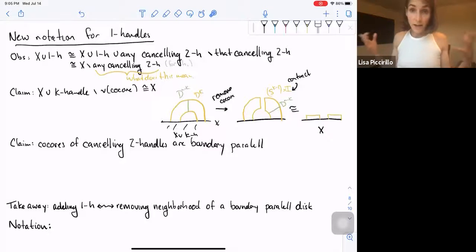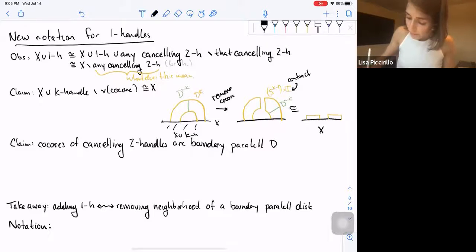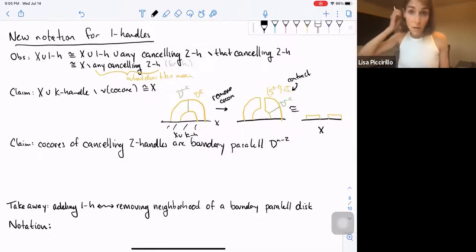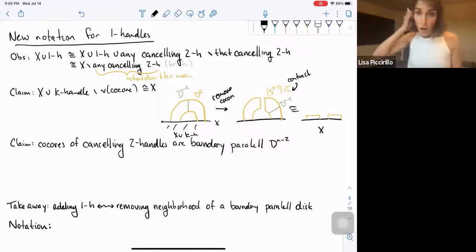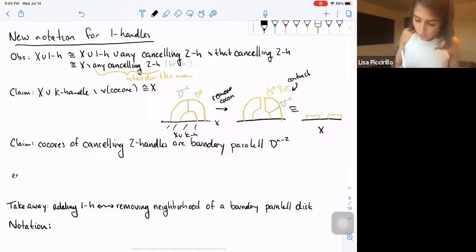To do that, we just have to recognize what kinds of things are co-cores of canceling two handles. And I claim that we can spot those. Co-cores of canceling two handles are boundary parallel disks, and they're always going to be boundary parallel D^(n-2) because they're the co-core of a two handle. All right, so let me try to show you why this is true with an example.